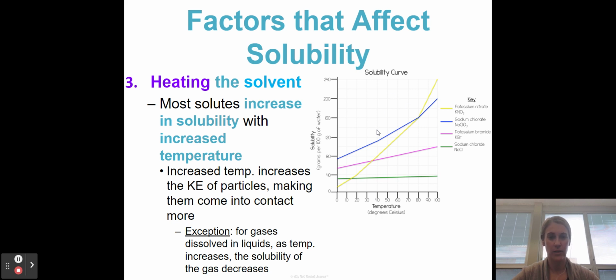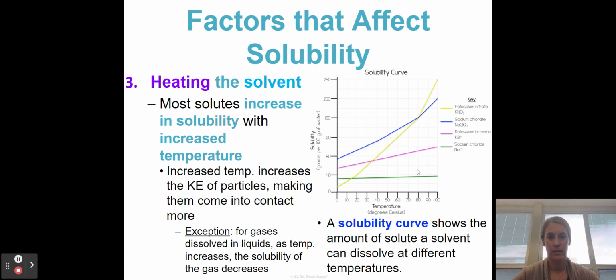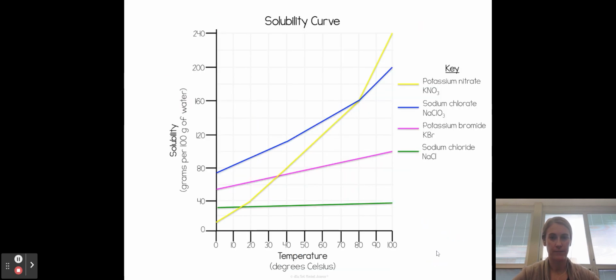This is called a solubility curve, and you can figure out the different amounts of solute that are soluble at different temperatures. You'll notice this one, sodium chloride, is pretty plateaued. The other three substances they gave us are all salts. They have different rates of solubility, but most of them are increasing with increasing temperature. So it shows you the different temperatures and different amounts of solute dissolved.